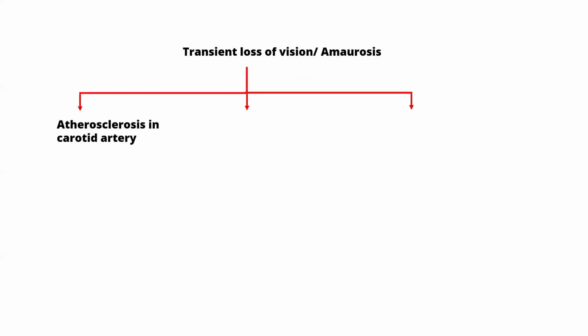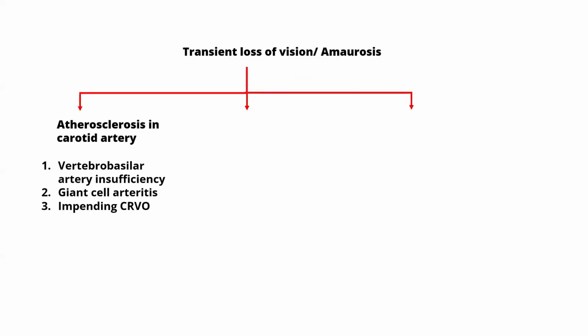It could be either atherosclerosis in the carotid artery, which could lead to vertebrobasilar artery insufficiency, giant cell arteritis also presenting like this, or impending CRVO. Atherosclerosis of the carotid artery can be associated with impending CRVO, and these patients can present with transient loss of vision, which improves, and if you don't identify it, can lead to a full-fledged CRVO and the patient can lose vision.